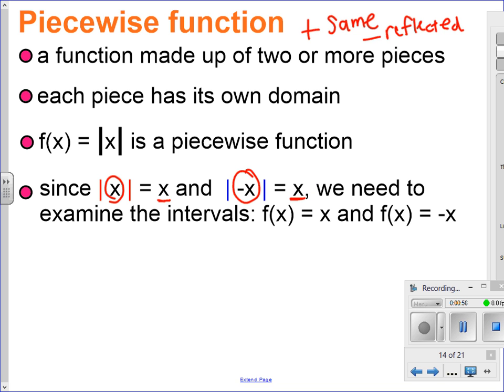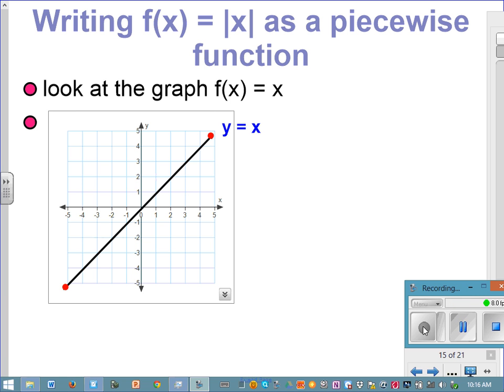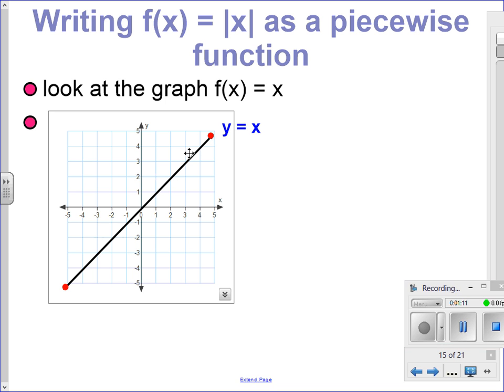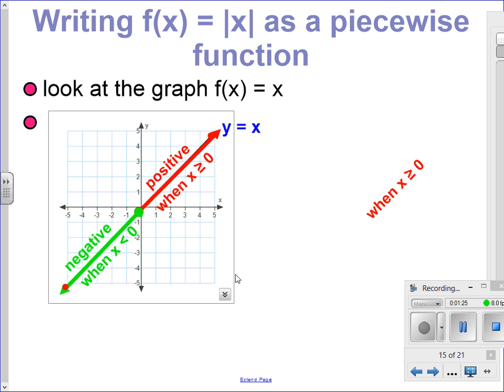So let's look at how to write it as a piecewise function. So here we have the graph f of x equals x. So it's just the identity function that passes straight through the x-axis. So you can see that we first of all have a positive piece, and that positive piece happens when x is greater than or equal to 0. But we also have a negative piece, and when I take the absolute value of that negative piece, it will also become positive. So I have a negative piece when x is less than 0. So you can see I have two pieces that I need to consider.